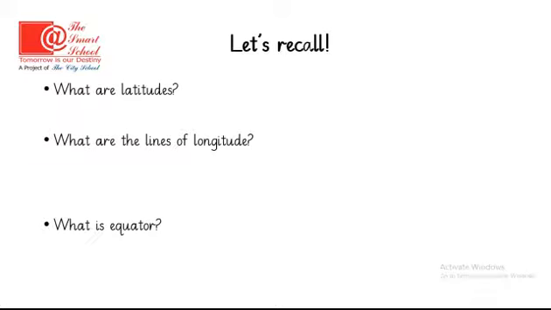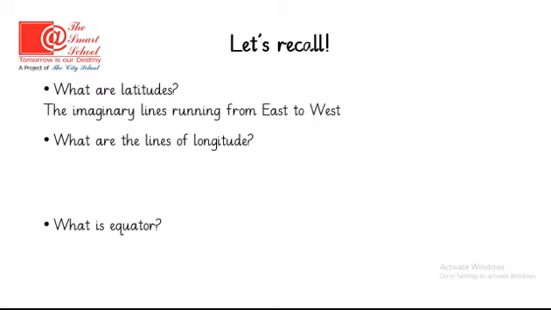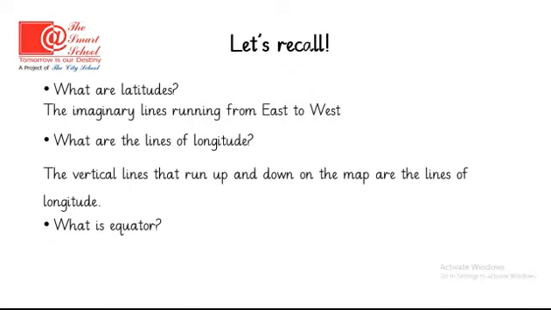Now before we start our lesson, let's recall a few basic facts which we have already studied. What are latitudes? The imaginary lines running from east to west. What are the lines of longitude? The vertical lines that run up and down on the map are the lines of longitude.